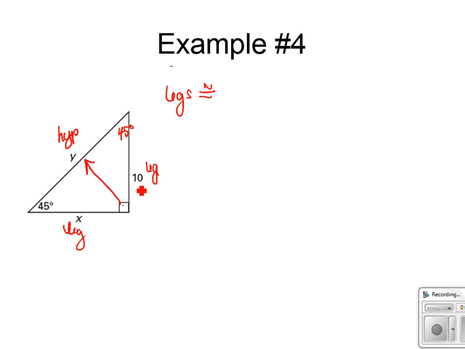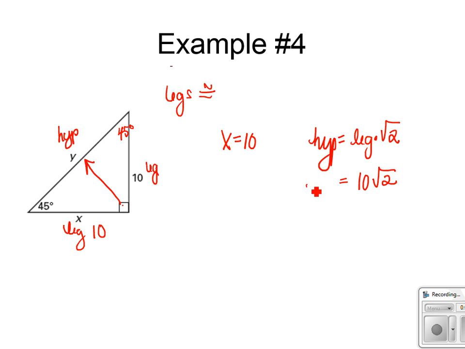And so 10 is the leg. Therefore, if 10 is the leg and we have an isosceles triangle, then both legs are 10. So this leg is 10 as well. So I know that one leg is 10, the other leg is 10. And now I can use the hypotenuse equals the leg times the square root of 2 to help me find my hypotenuse. If I know my leg is 10 and I'm going to multiply that by the square root of 2, then my hypotenuse is going to be 10 square roots of 2. All right, let's do another example.